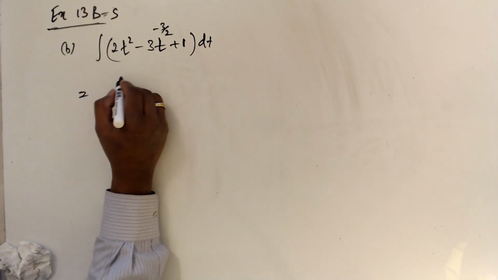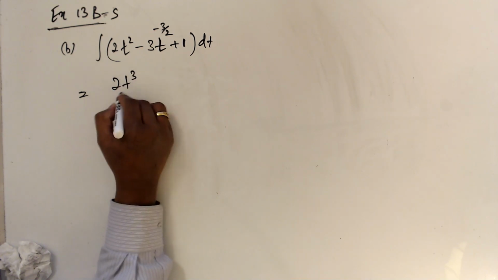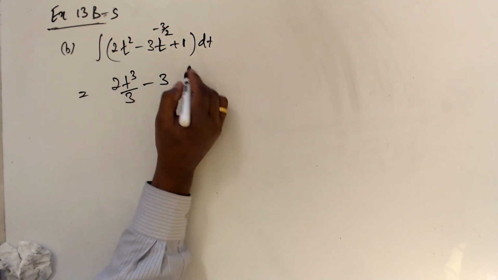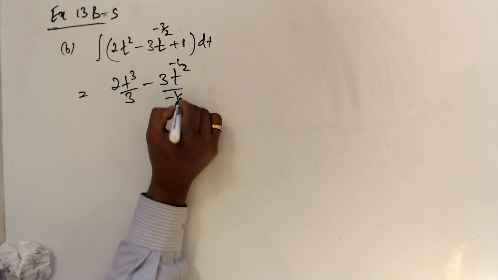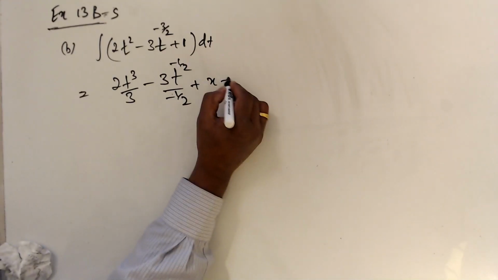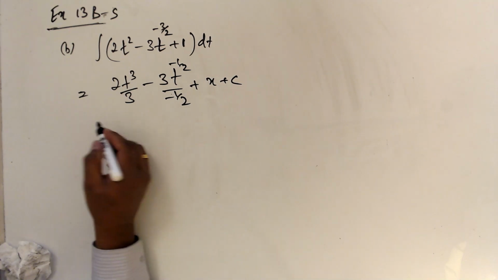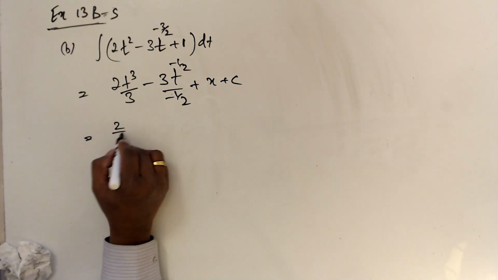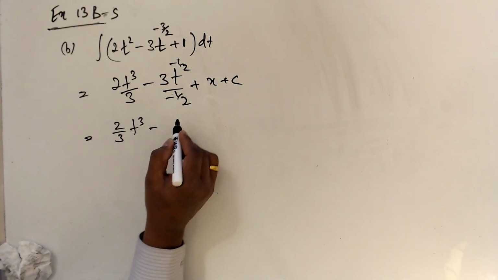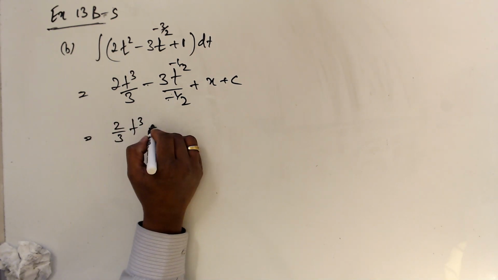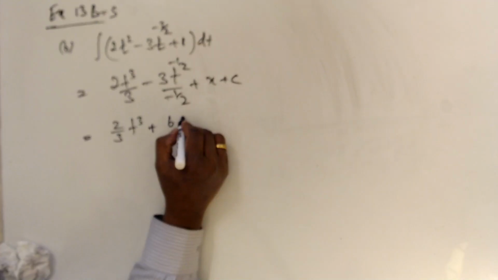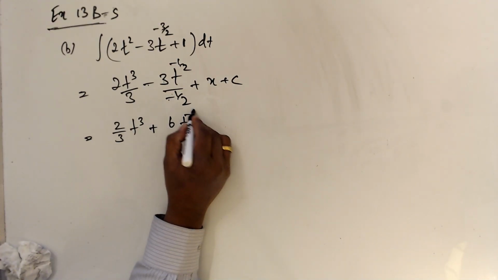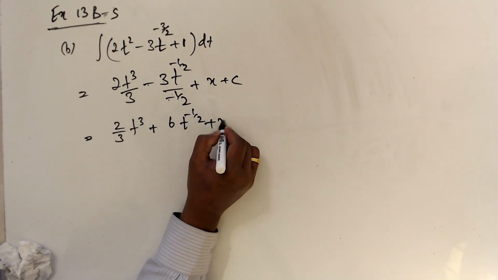So this is going to be 2t^3/3 - 3t^-1/2 over -1/2 plus x plus 6. So 2/3 t^3. This is minus times divide by minus, plus. So 2 times 3 is 6, t^-1/2 plus x plus c.